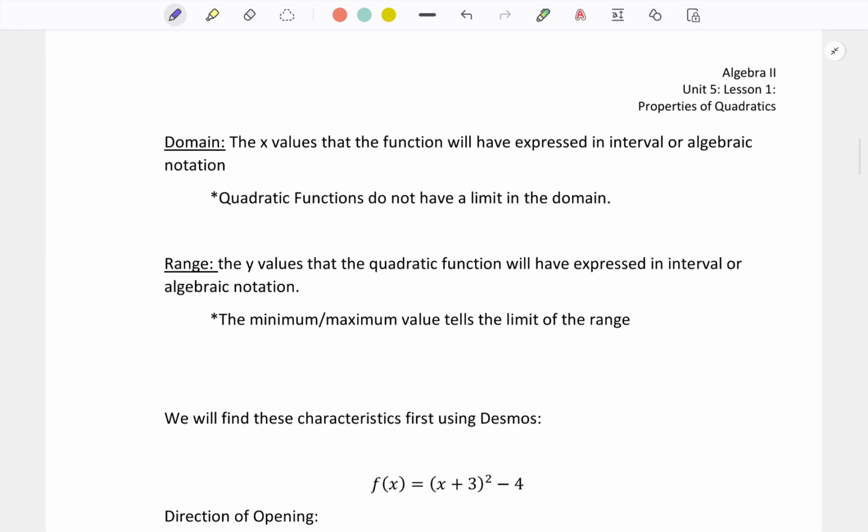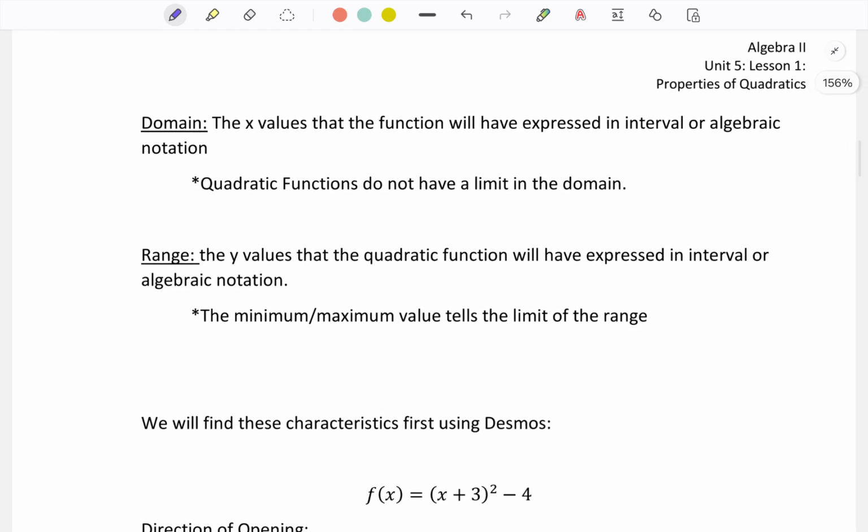And so that just leaves us with domain, which we've talked about before. That is the x values for our function. Quadratic functions do not have a limit in the domain, so we will express that either algebraically, where you have all real numbers, or as an interval, where you have negative infinity to positive infinity.